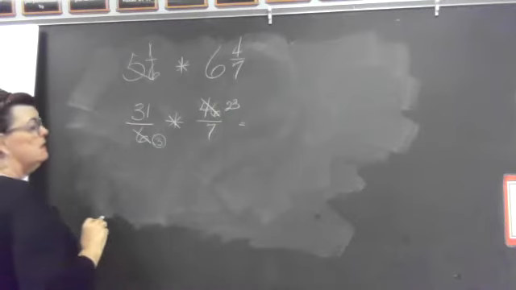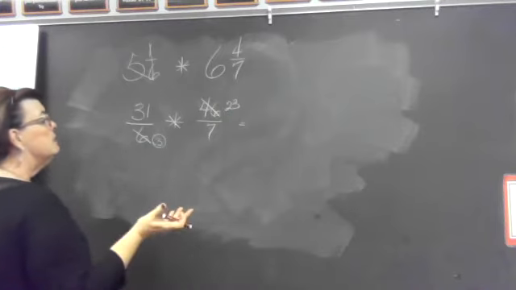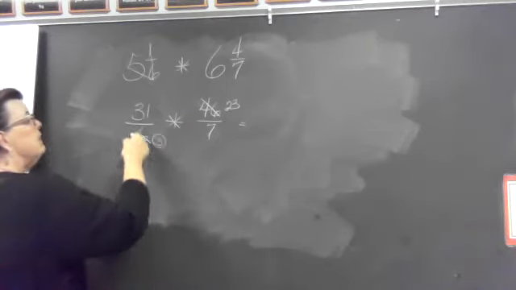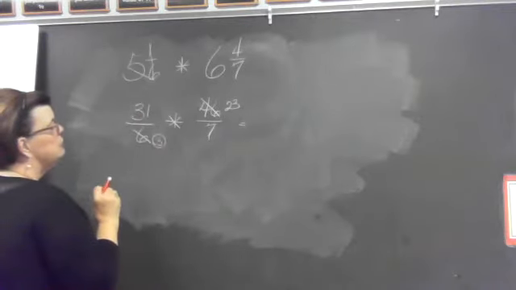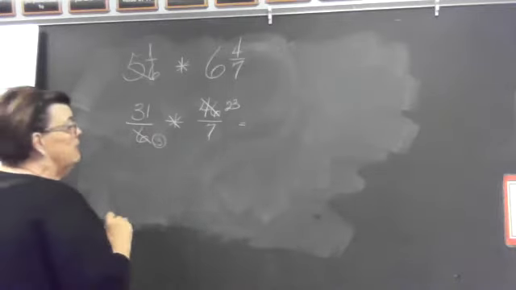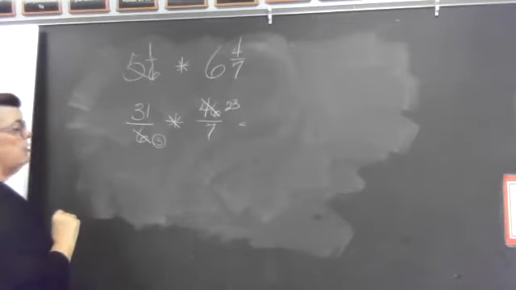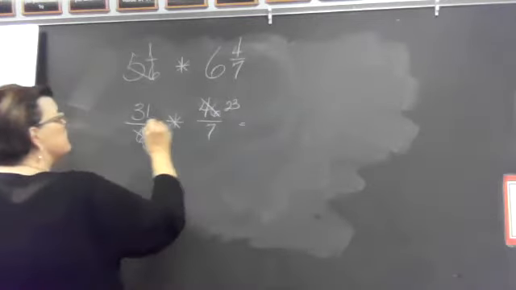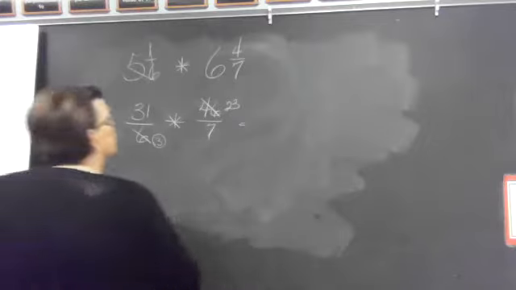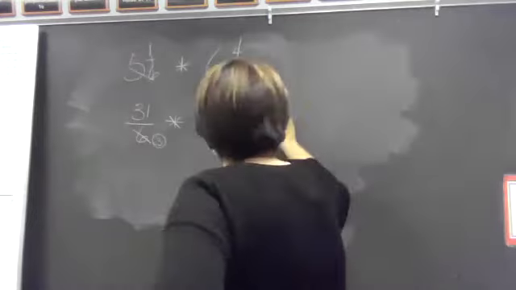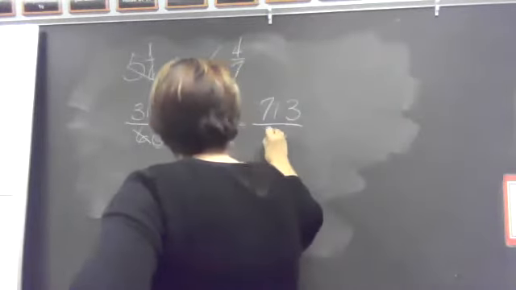Now, when I'm looking for more to cross cancel, of course, I'm going to look here and here and here. But 31, I'm pretty sure is prime. I know 7 is, 3 is, and 23 is. If they're prime, they're not going to cross cancel. Somebody have their calculator for the top? 31 times 23, please. It's 713, over 21.